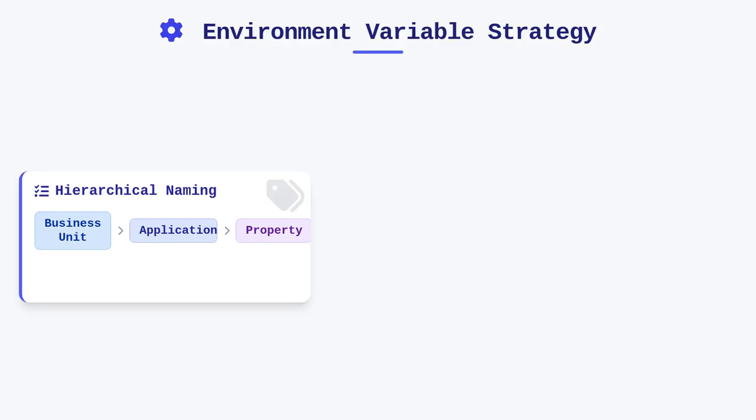To implement this effectively, we must first establish a rigorous naming convention for our environment variables. Since these variables exist globally across the entire Blue Prism environment, a chaotic naming strategy will quickly lead to confusion and maintenance errors. I prefer a hierarchical scheme that identifies the business unit, the target application, and the specific property, such as Finance, SAP Production URL, or HR Gateway File Path. This structure makes it explicitly clear what the variable does and which system it interacts with, preventing ambiguity during debugging.